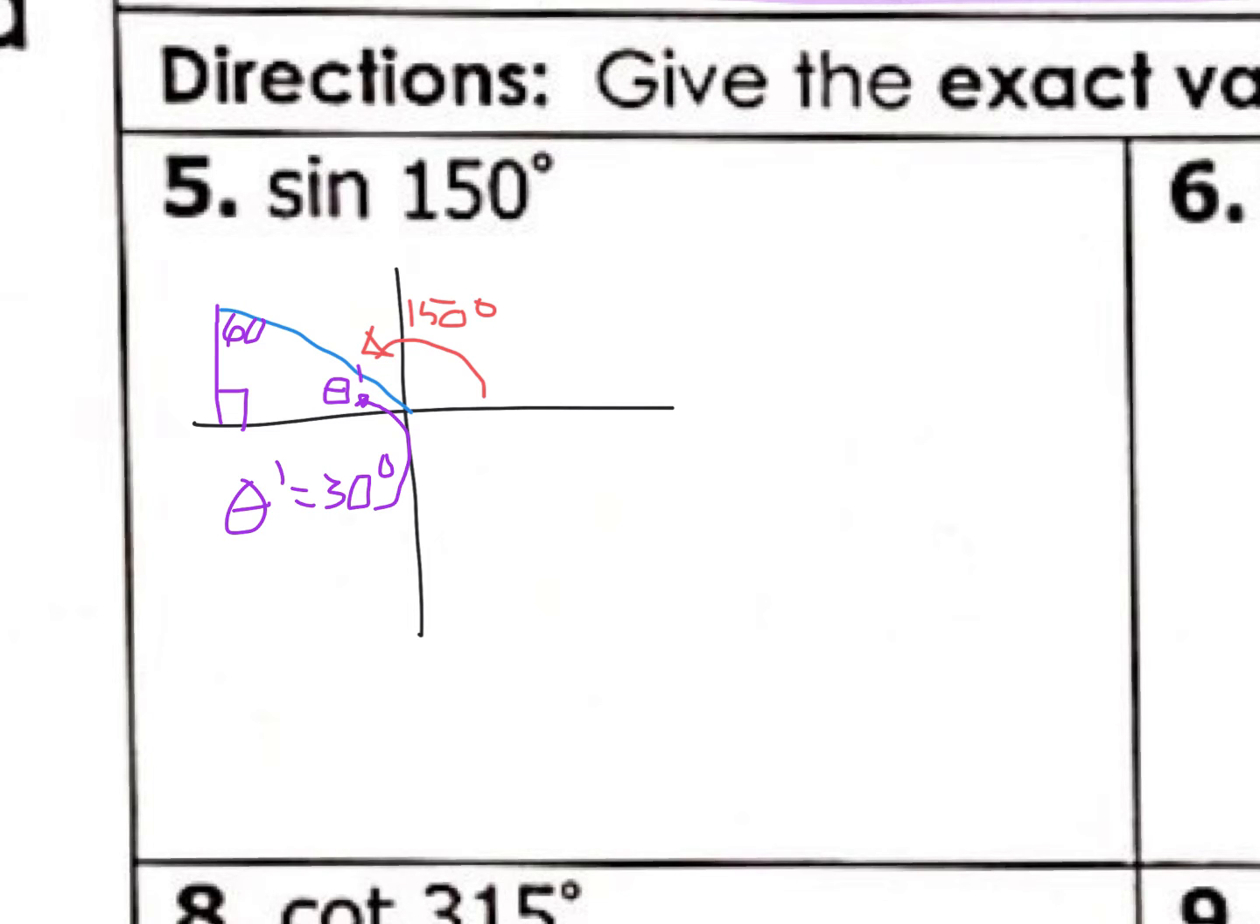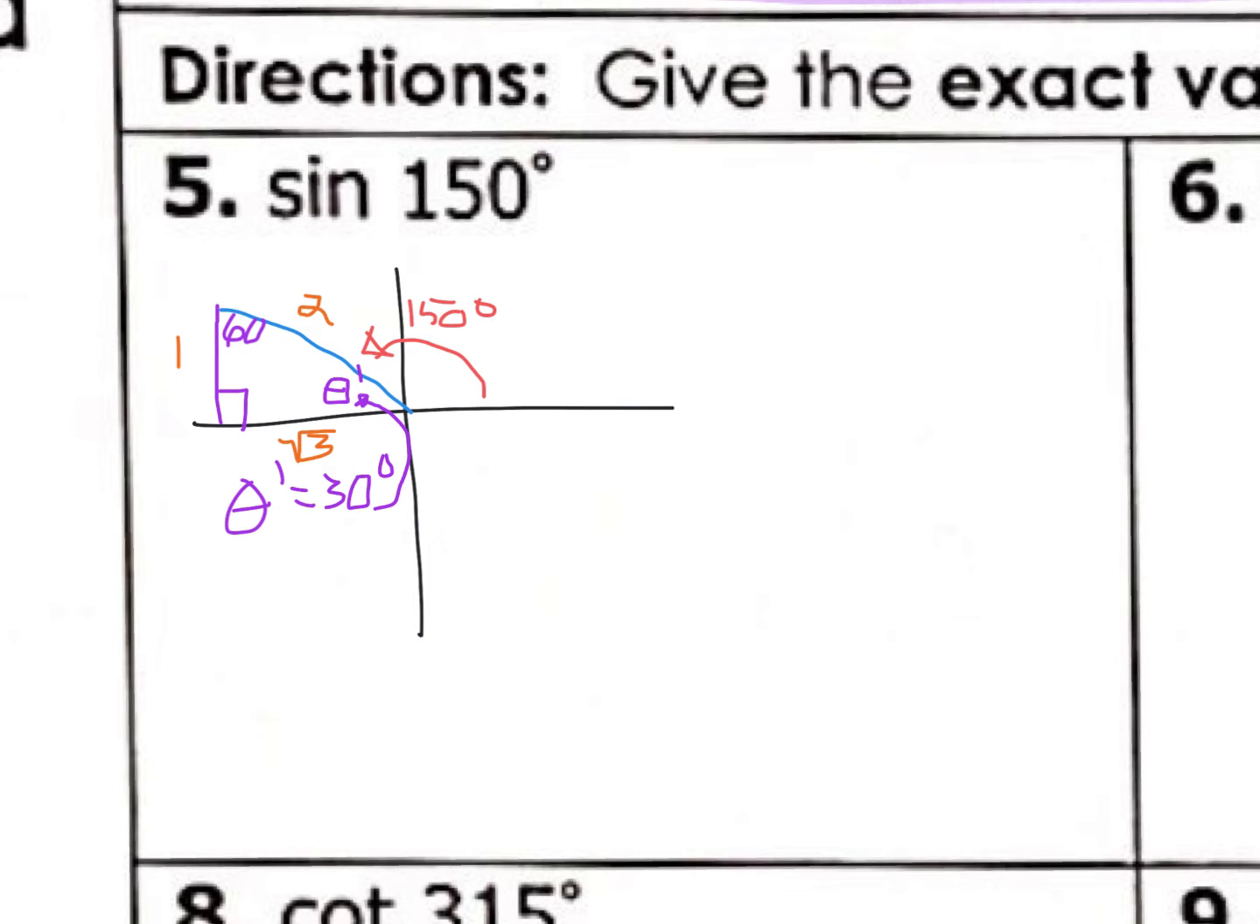Maybe, aha, there's a good color. All right, so this would be my side opposite. Well, I'm just going to do 1. Across from 30 would be 1. Across from 60 would be radical 3. And the hypotenuse, of course, is 2.